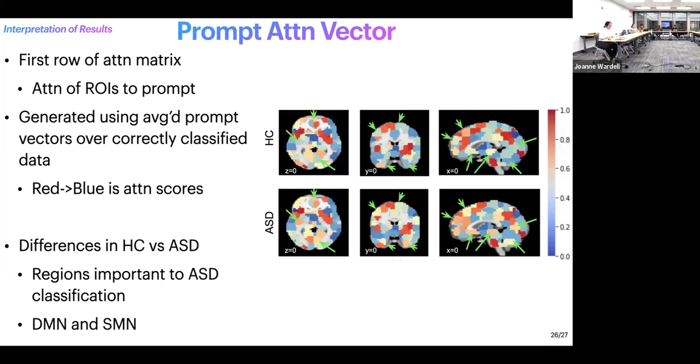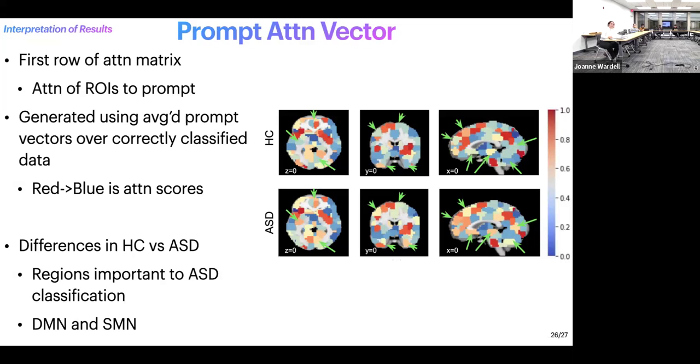And then they did another kind of visualization here, where they were investigating the first row of this learned attention matrix, namely the attention scores of the ROIs corresponding to the prompts, this prompt token vector. So the ROI-wise normalized attention scores are shown here in this image, and they were generated using the average prompt vectors over the correctly classified data.